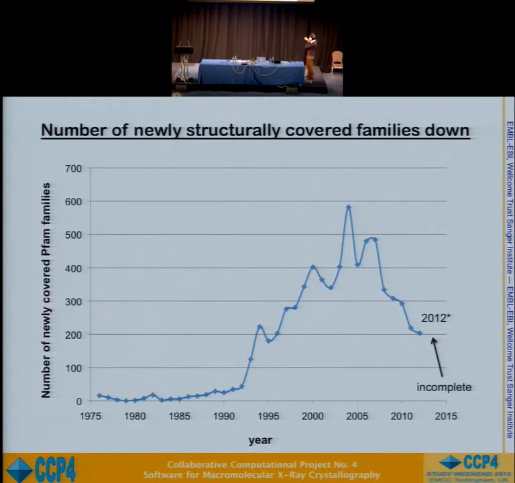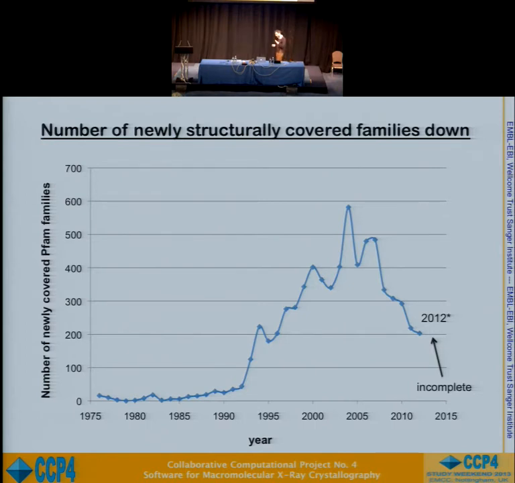So there was an increase around 2005, a peak that I suspect is due to structural genomics, especially in the US, targeting specifically new PFAM families. But in the last 5 years, definitely this number has gone down. Again, 2012 is slightly incomplete, so it may be slightly higher than 2011, but still much lower than what we had before.